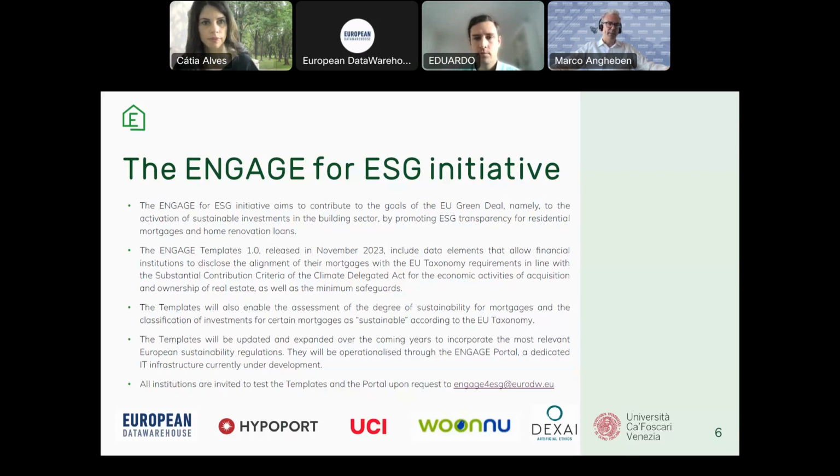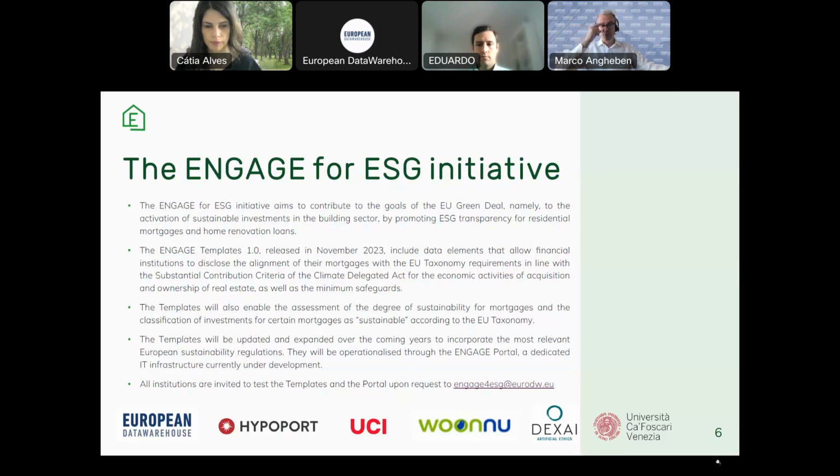But the templates will also enable the assessment of the degree of sustainability of the mortgages and the classification of the investment for certain mortgages as sustainable, according to the EU taxonomy. But it's not only the EU taxonomy, it's also the questions and answers that have been published by the EU Commission, the latest version in December last year, and we expect a new questions and answers shortly.